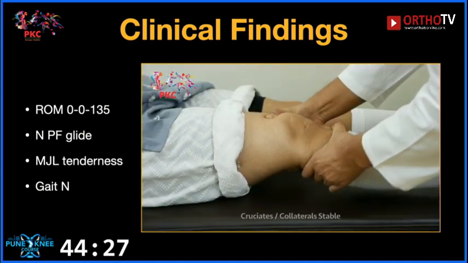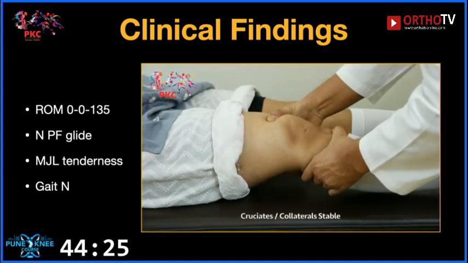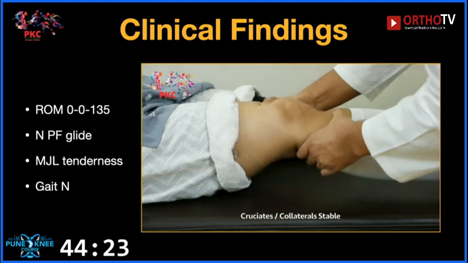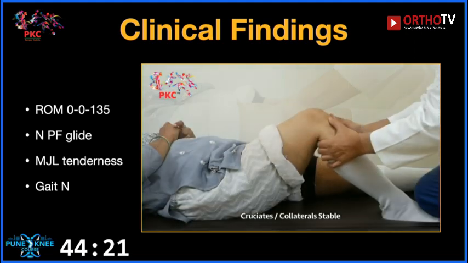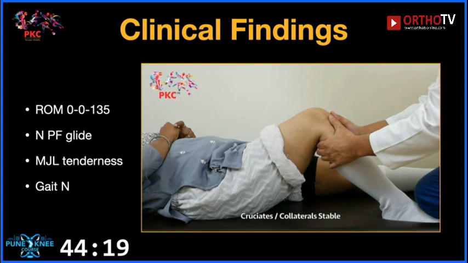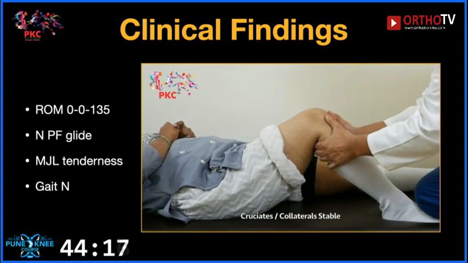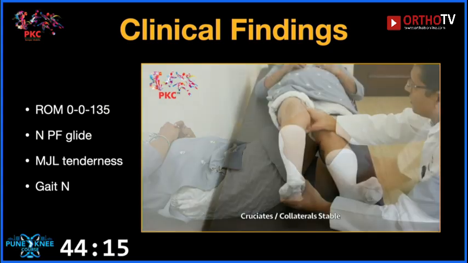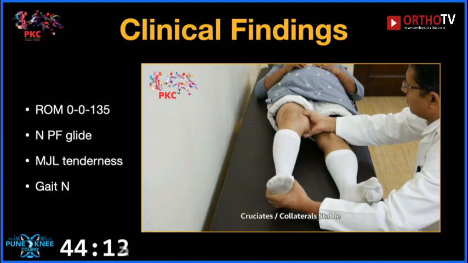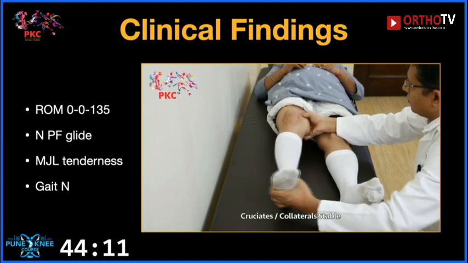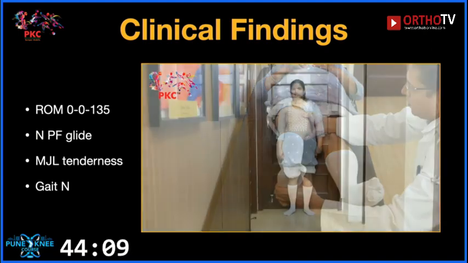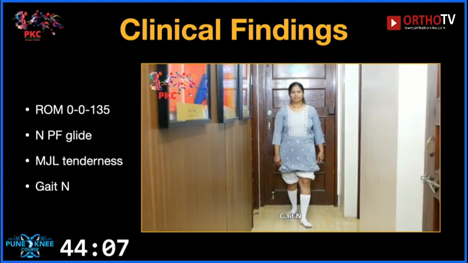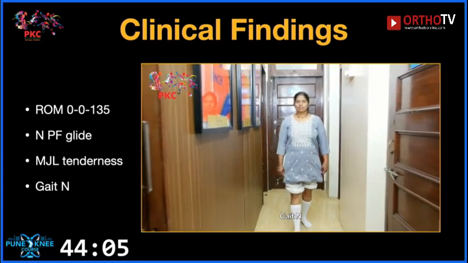That's pinpointing her tenderness. And tests for stability of the cruciates, that's the Lachman test, which is stable, the drawer test, anterior and posterior, stable for ACL and PCL respectively. The varus and the valgus stress tests are also negative, so she has a stable knee and that's her gait. She walks without any antalgia.